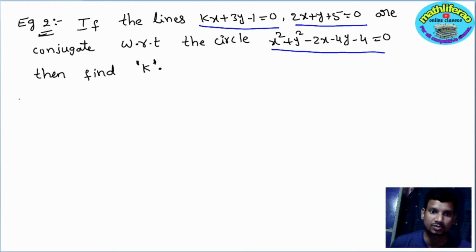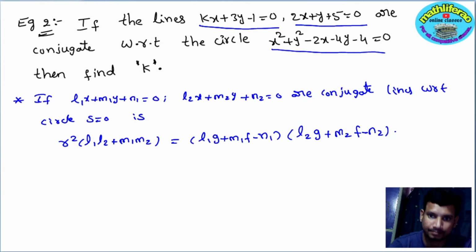So we have already learned the condition for two lines conjugate with respect to the circle, and for the general equation of the circle. So this is the condition: if L1 = 0, L2 = 0 are conjugate lines with respect to the circle S = 0, then r^2(L1L2 + M1M2) = (L1g + M1f - N1)(L2g + M2f - N2). So here let us check the values.